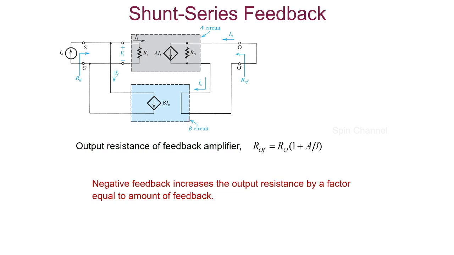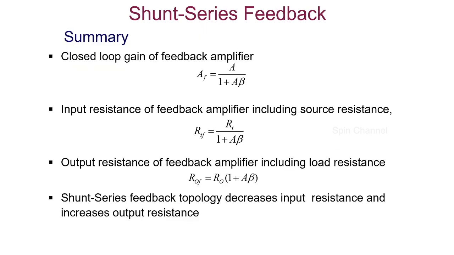We know that a series connection at output results in increased output resistance. Therefore R0f is given by R0 into 1 plus A into beta. So the output resistance is increased by a factor equal to the amount of feedback. To summarize, the shunt series feedback topology decreases the input resistance and increases the output resistance of the amplifier.